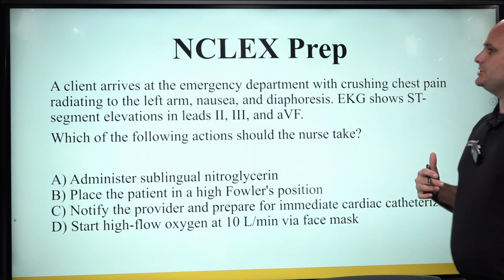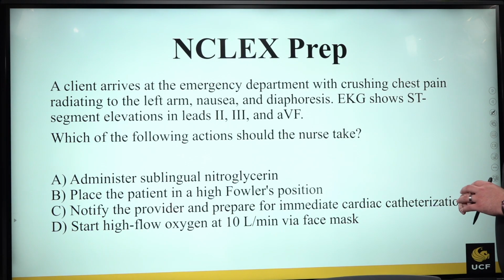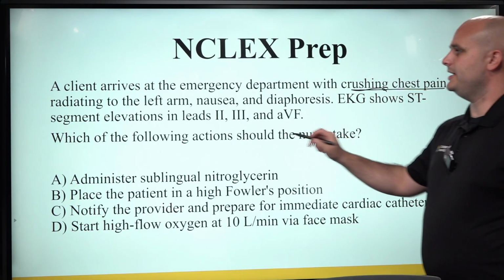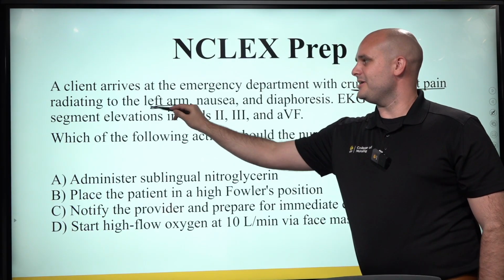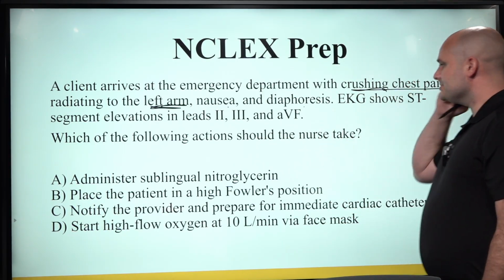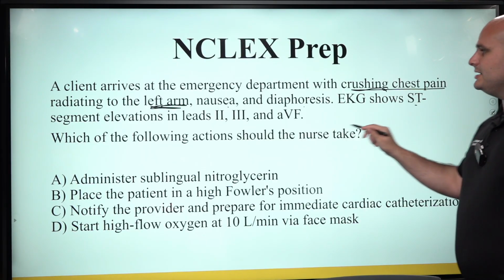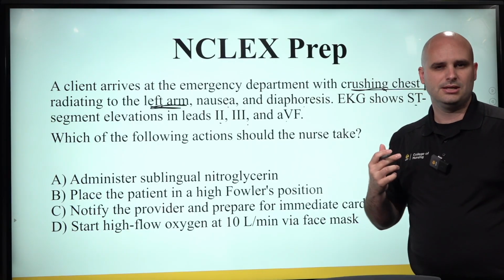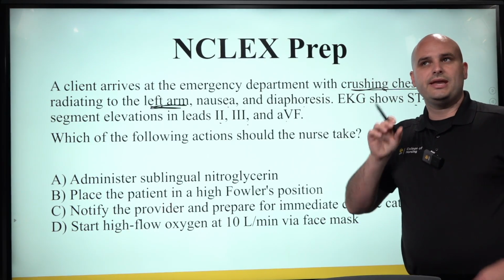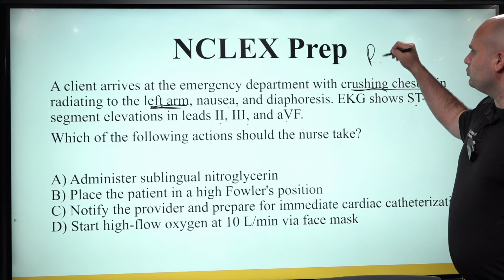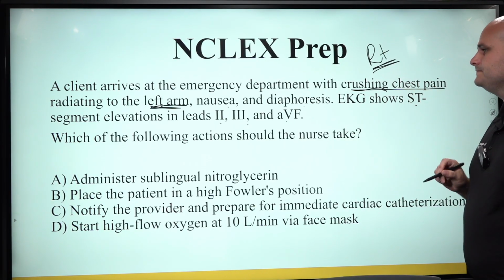So let's look at some questions here today. A client arrives at the emergency department with crushing chest pain, a high-risk symptom, radiating to the left arm. We always think about that. That's not always present, but today it is. Nausea, diaphoresis. EKG shows ST elevation in II, III, aVF. So what part of the heart are we thinking? If you're thinking II, III, aVF, that's that bottom side. We are thinking the right side of the heart.